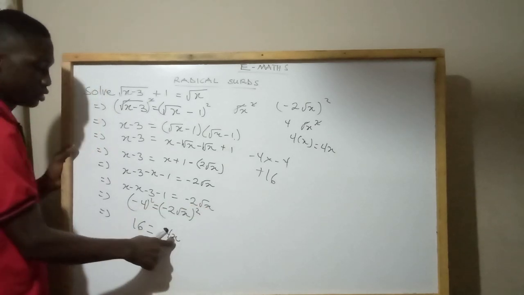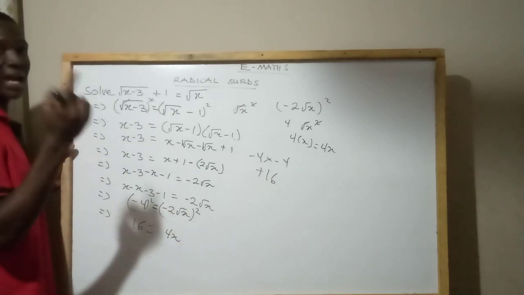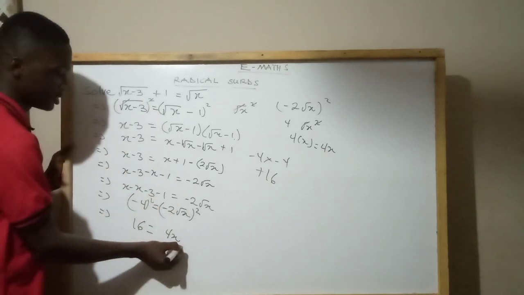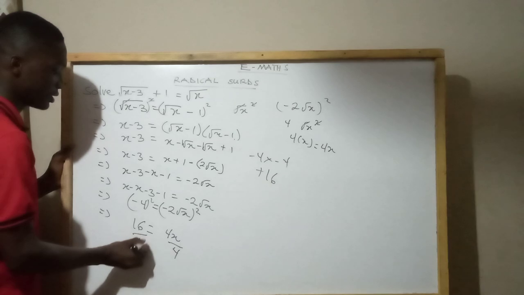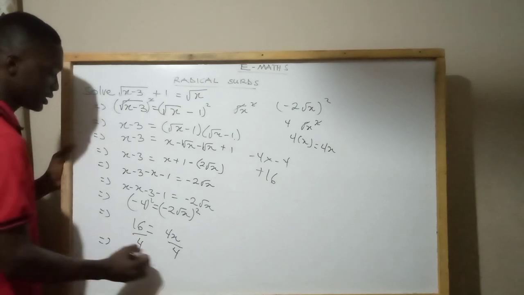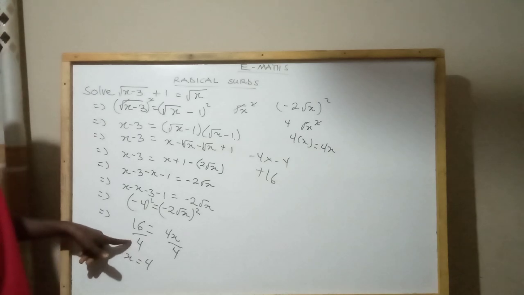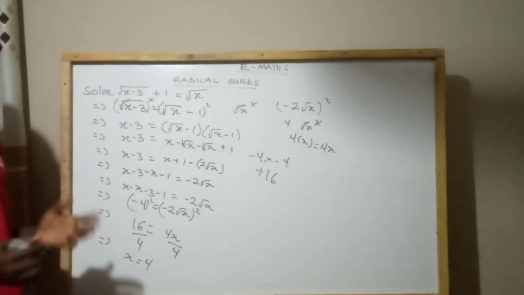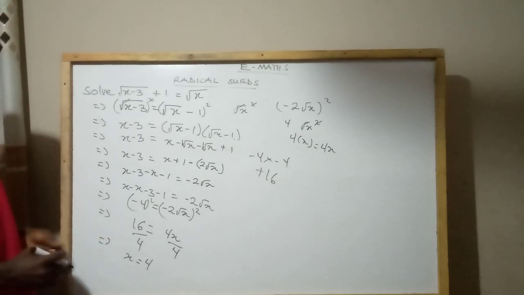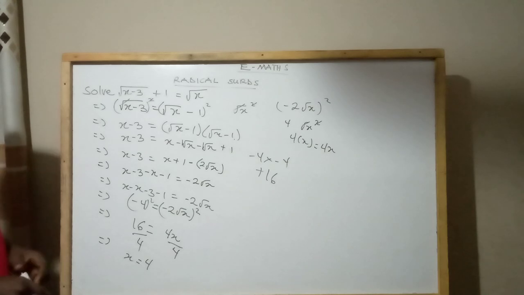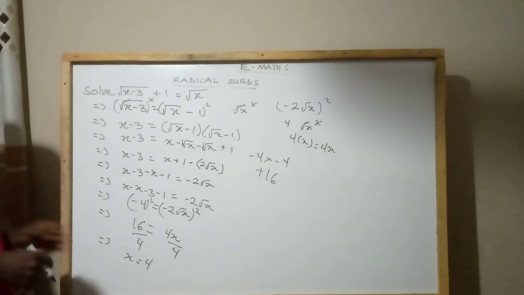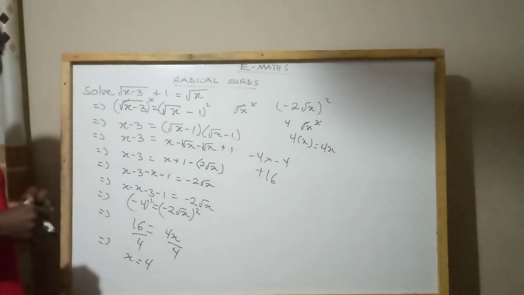We want x, so you have to divide both sides by the coefficient of x, which is 4. So like this. So we get x is equal to 4, because 4 goes into 16 4 times. That's how you say 4 4s are 16. So now this is the value of x. So let us prove that the x is indeed 4.